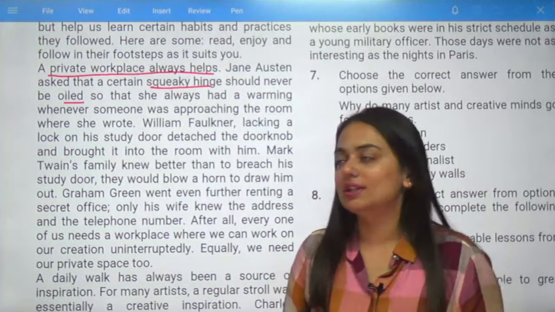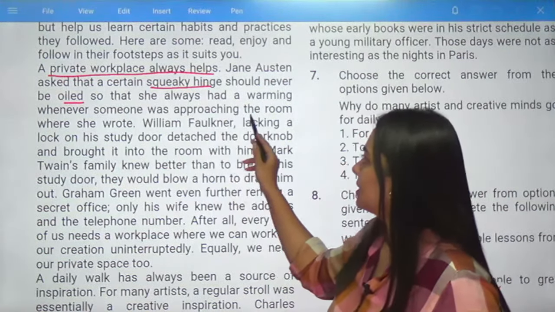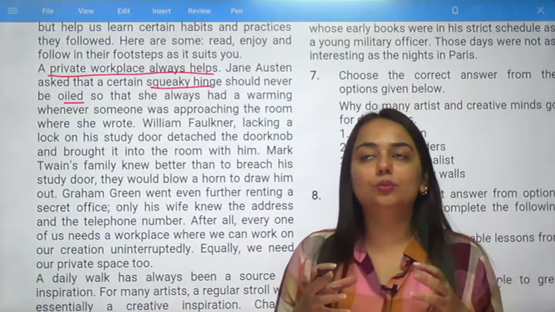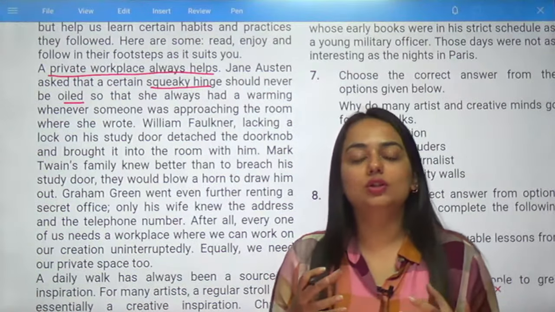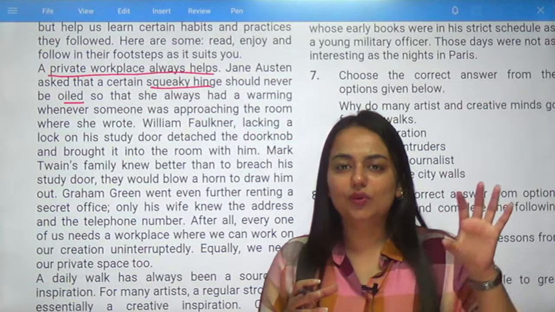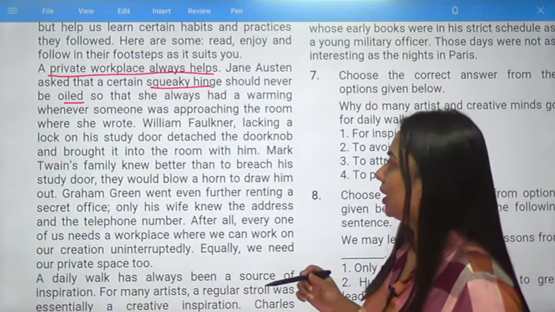It should be noisy. Why? So that she always had a warning whenever someone was approaching the room where she wrote. So she did not want to be disturbed by the intruders. Because if the house main door is squeaky, she would get to know there is someone in the house, and then she can plan accordingly when she has to write.